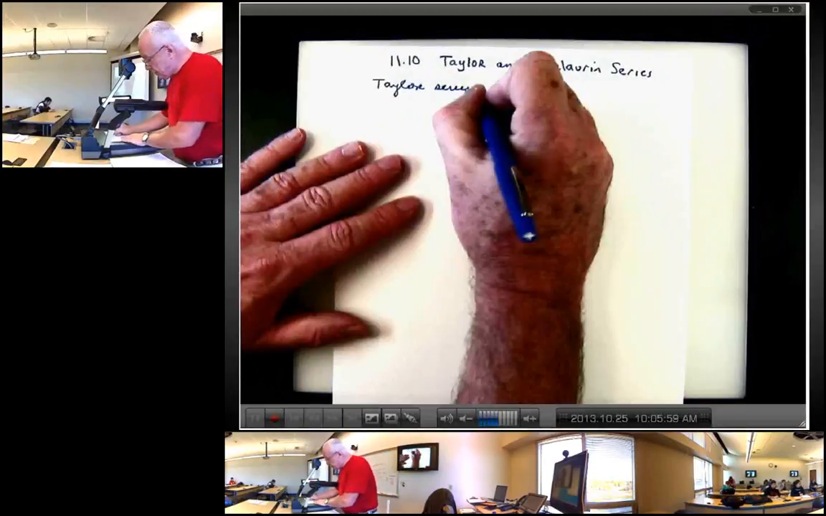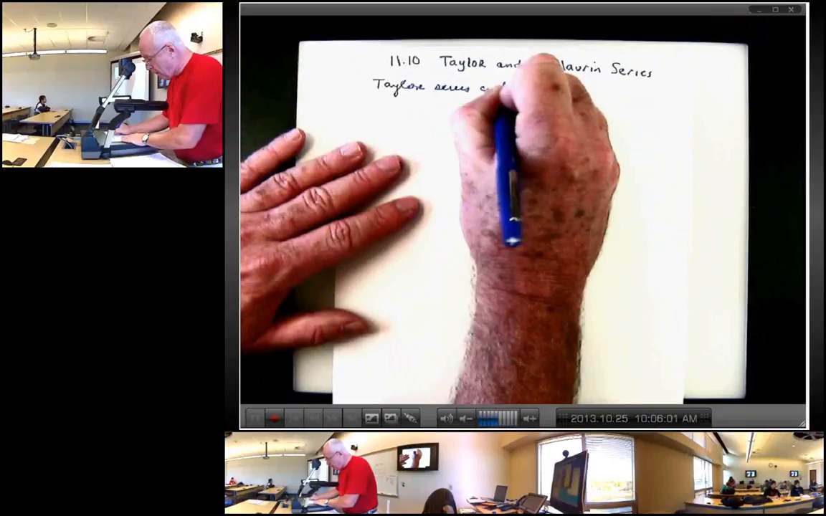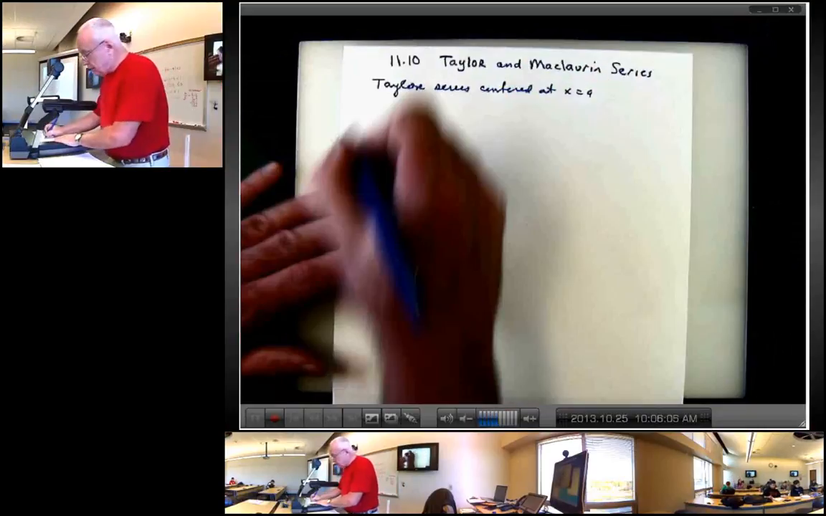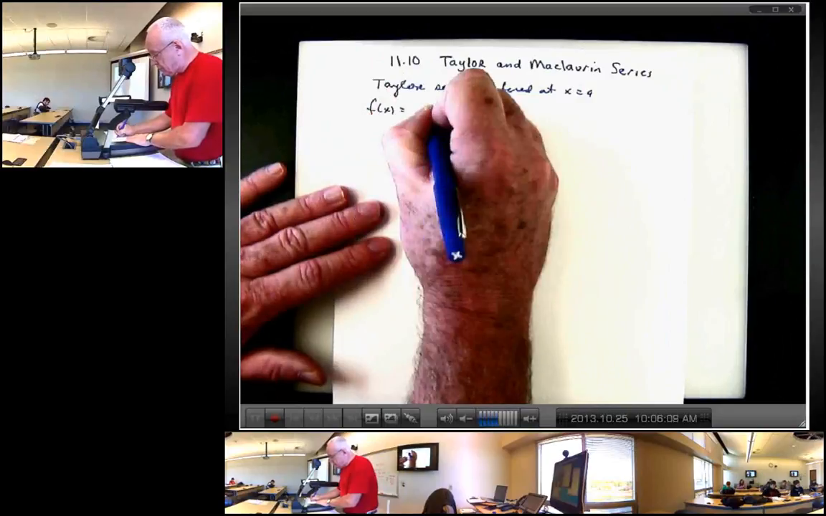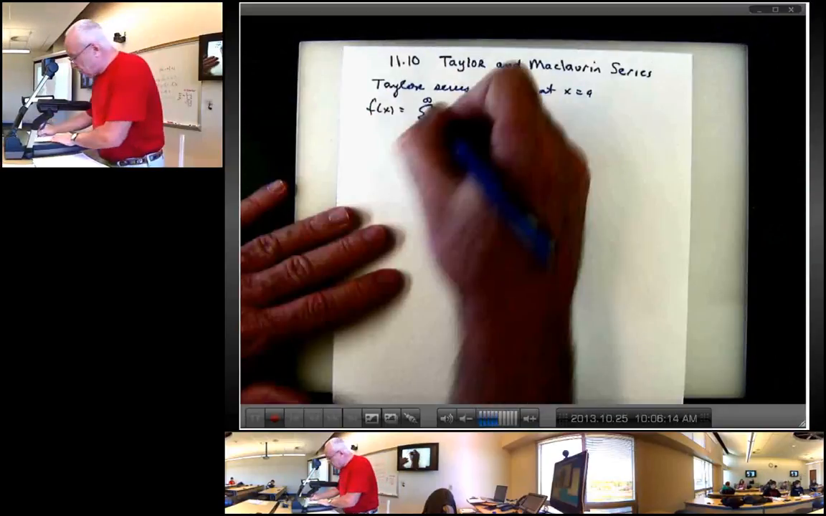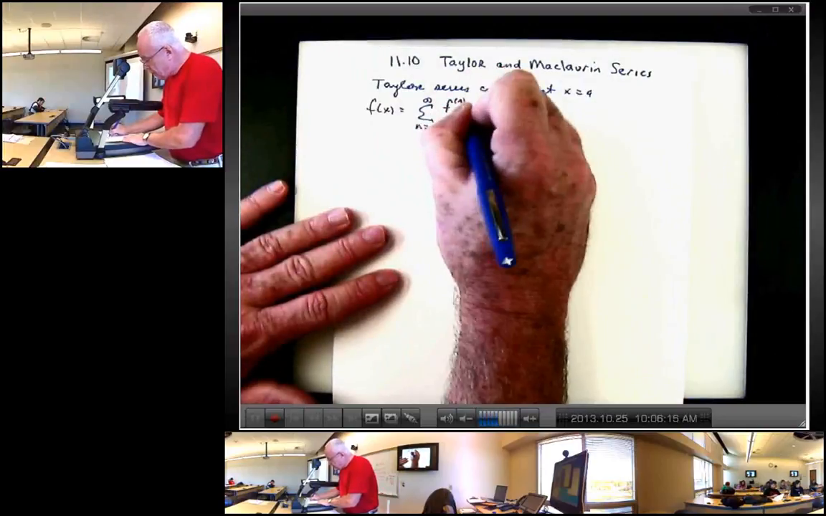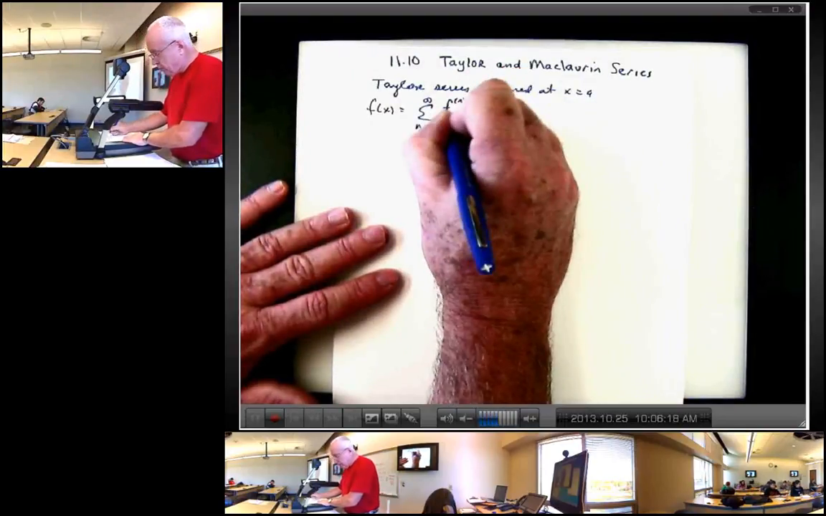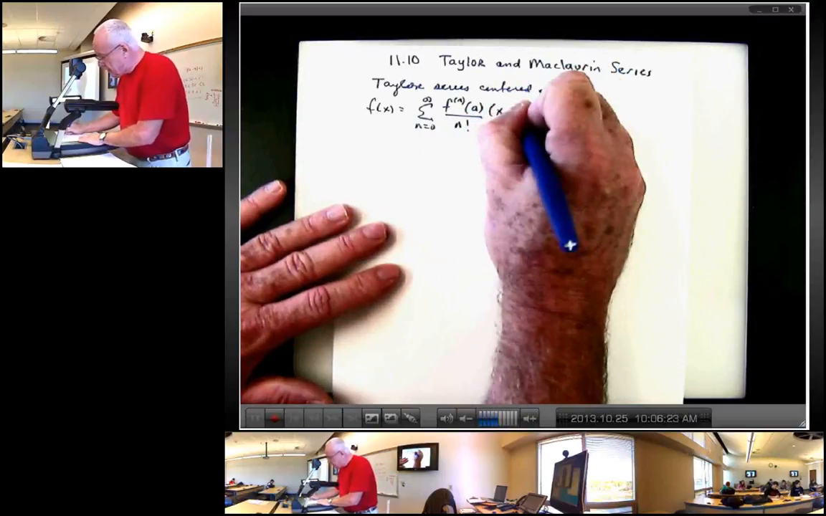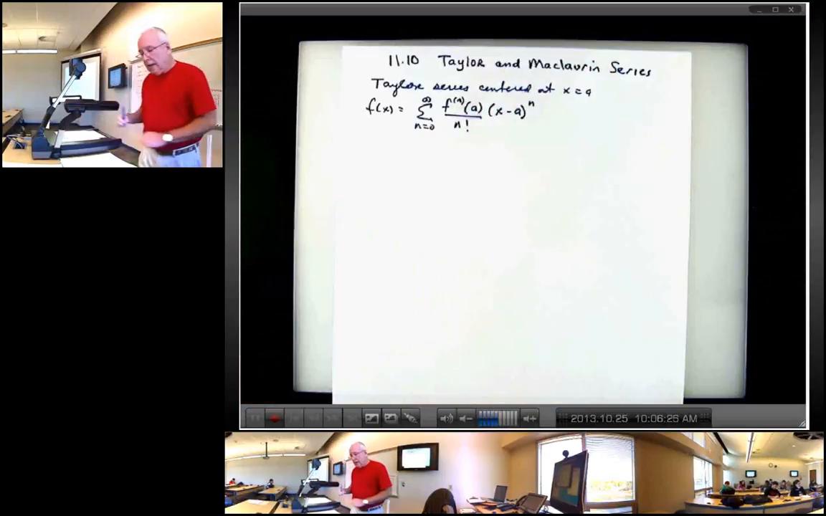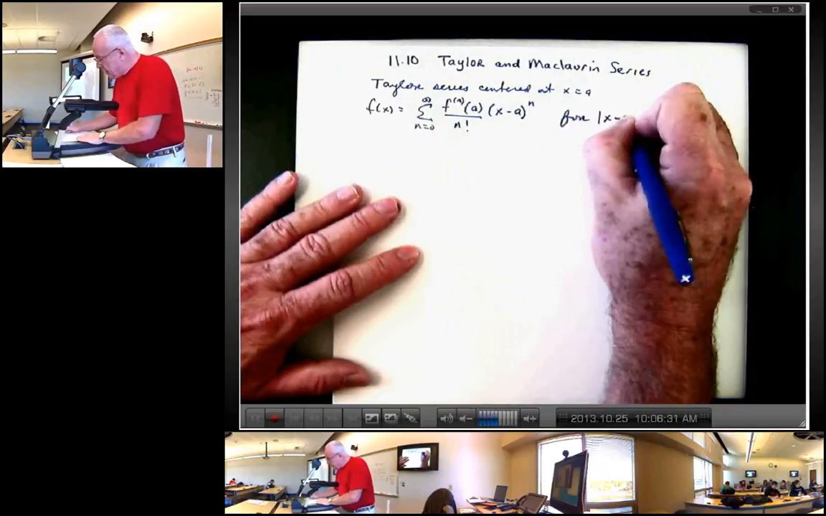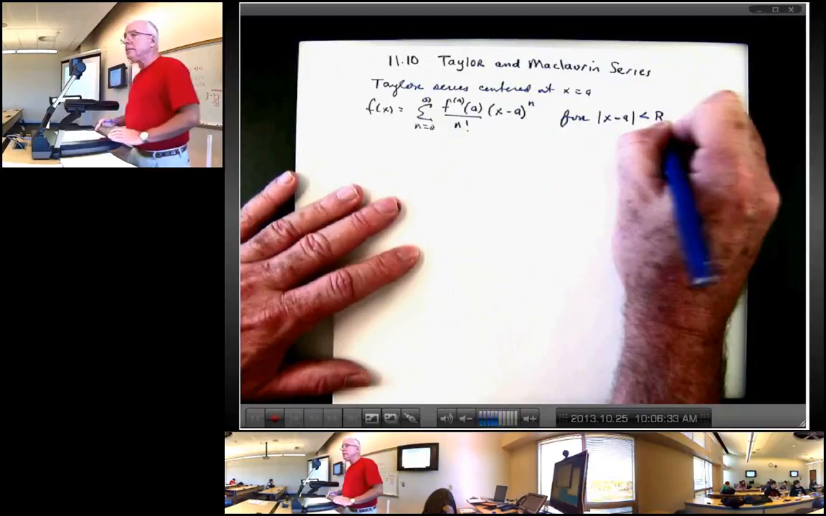For the Taylor series centered at, say, x equals a, the formula is f of x equals the summation n equals 0 to infinity of the nth derivative of f evaluated at that number a divided by n factorial times x minus a raised to the n power. And this is for the absolute value of x minus a less than some radius of convergence.